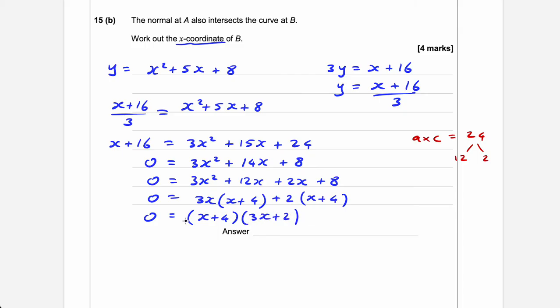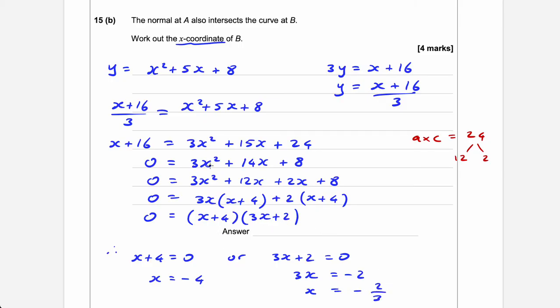So these are the factors. Therefore, x plus 4 equals 0, or 3x plus 2 equals 0. In this situation, x is negative 4. In this situation, 3x is negative 2, and x is negative 2/3.